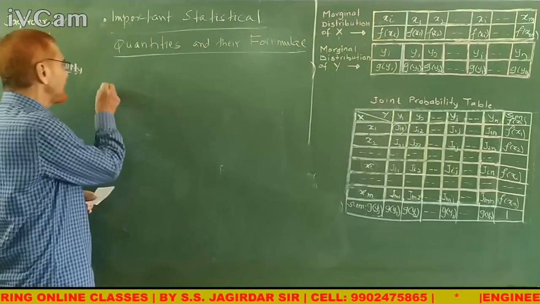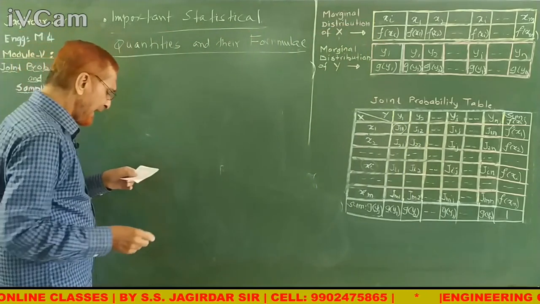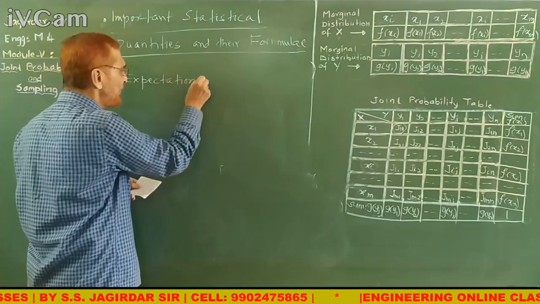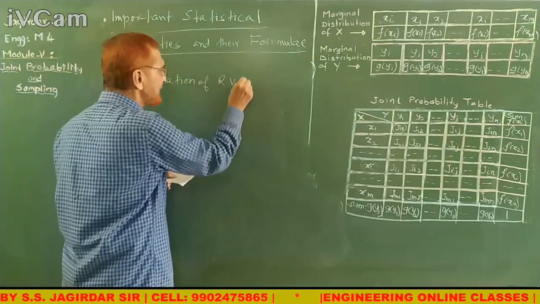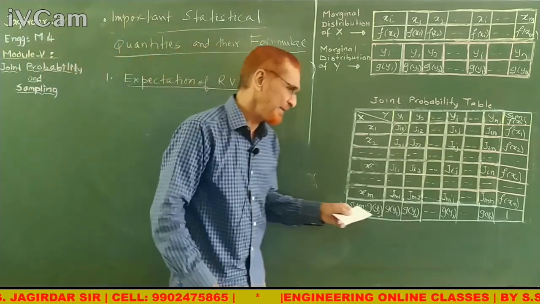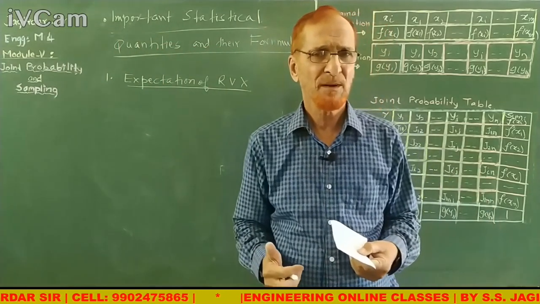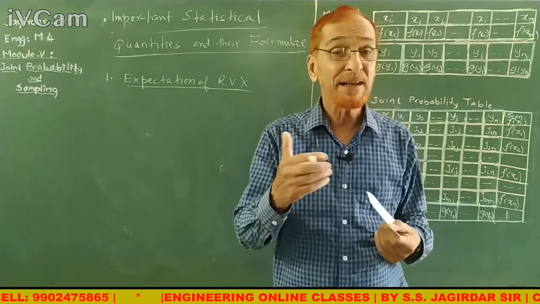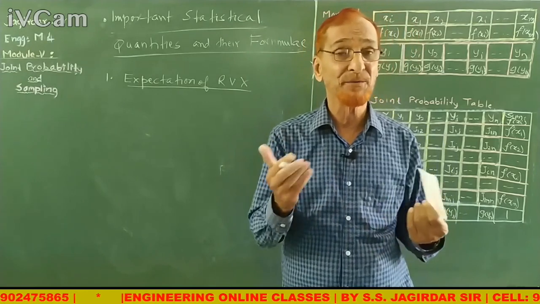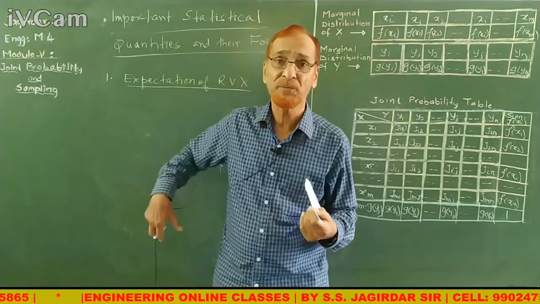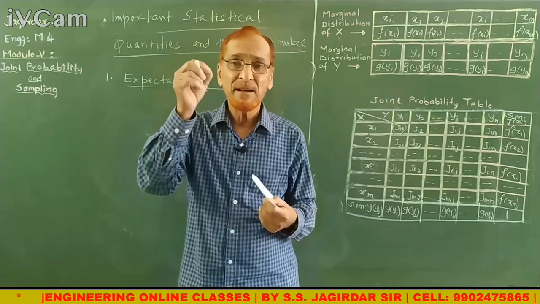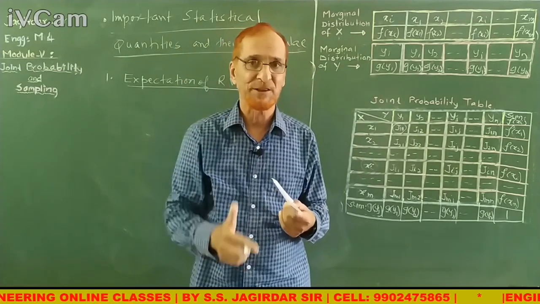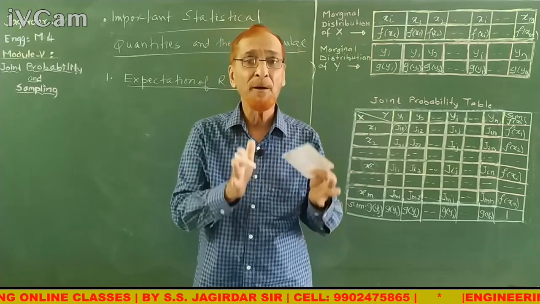So, the first quantity that we are going to define and discuss is the expectation of random variable X. Expectation is commonly just the mean. You have already studied the mathematical mean, x bar, in statistics, the mean of frequencies or distribution. But when this mean is taken for a probability distribution, it is called the expectation. The expectation is nothing but the mean for a probability distribution.